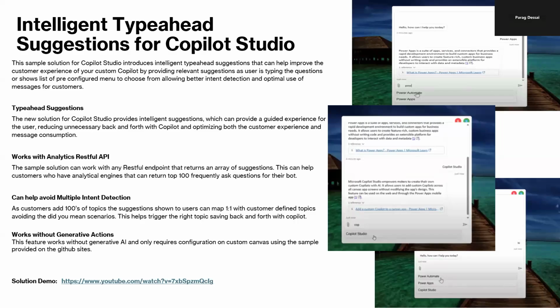Hey everyone. So in the last video, I showed how you can add intelligent type ahead suggestions for your custom Copilot. In that solution, we were loading all these suggestions that are relevant to your Copilot upfront, and then using them based on what user was asking. The limitation to this approach is since you are preloading a set of suggestions, you have to anticipate what your end users might ask from your Copilot.